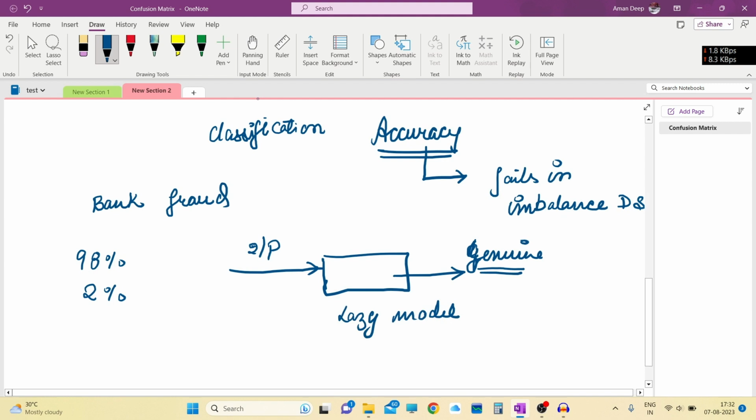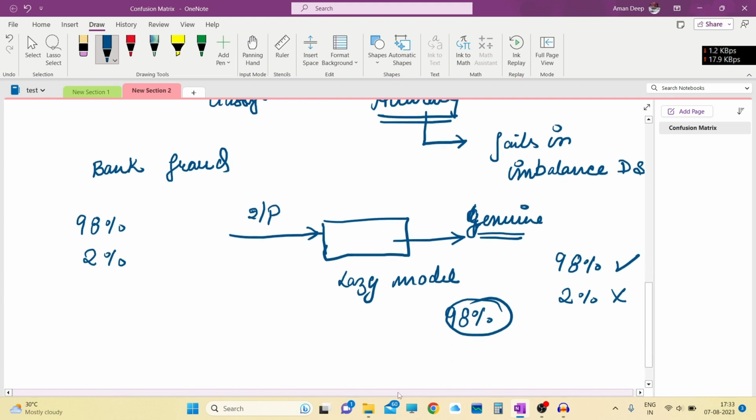But still in this case, it will be correct 98% of the times, and only 2% of the times it will be wrong. So it will have an accuracy of 98%. But we know that this model is not doing anything. It's a worthless, useless model. Thus we get an idea that accuracy alone is not sufficient to evaluate a classification model.